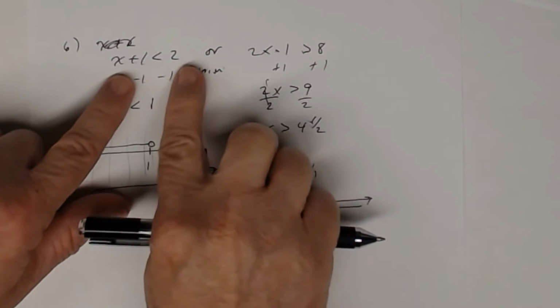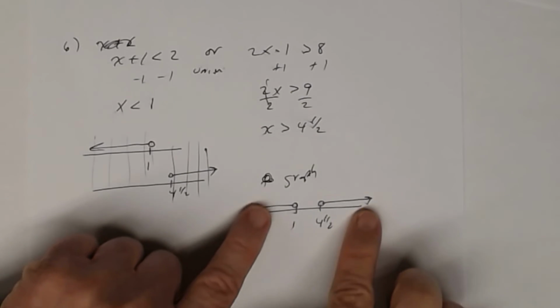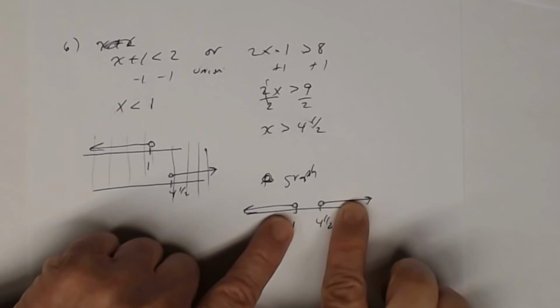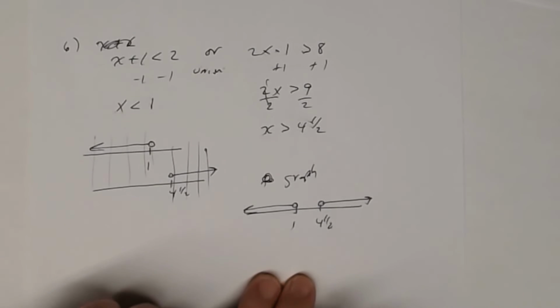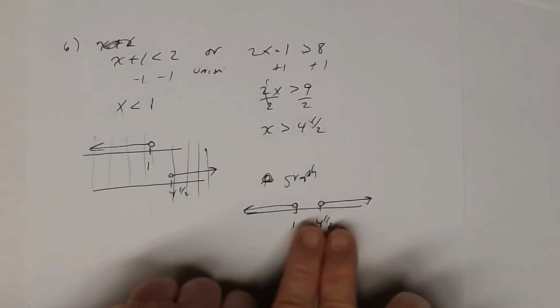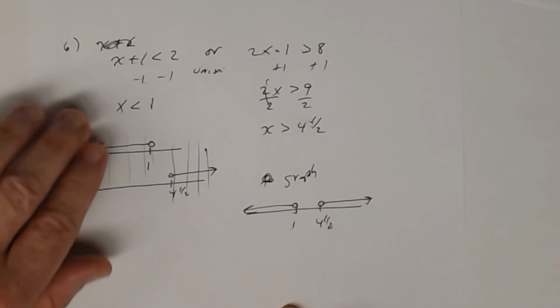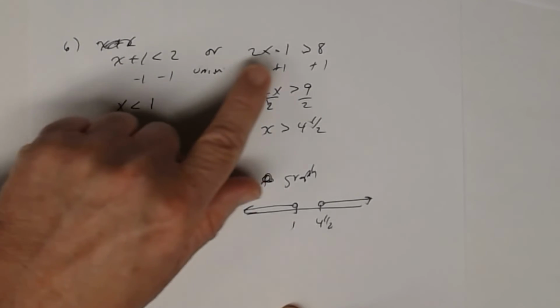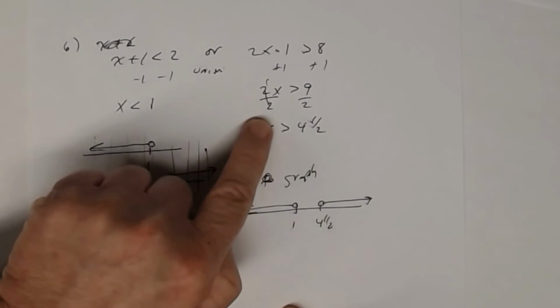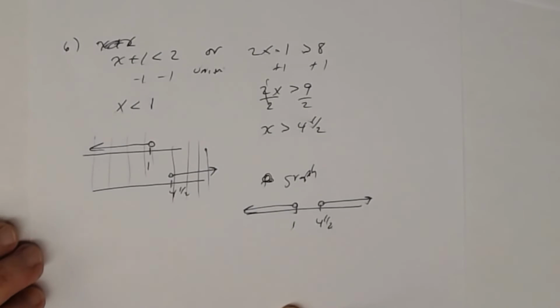So this compound inequality, your solutions are made up of two intervals. So this interval and this interval. Notice this one came from here, this one came from here. So that's the idea of that union. Any solution of this is a solution to this whole thing.